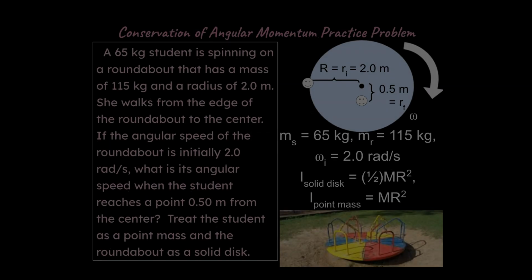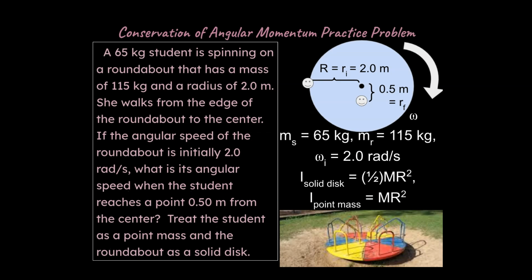Alright, so let's go ahead and apply the exact same concept with some numbers and see how it all works out. So let's say there's a student on a roundabout, standing on the perimeter of the roundabout, and he's going to walk towards the center, and he'll not quite get to the center over here, but he's going to change his position. And I want you to think about, just like the figure skater in the first example, what do you think we're going to end up with?